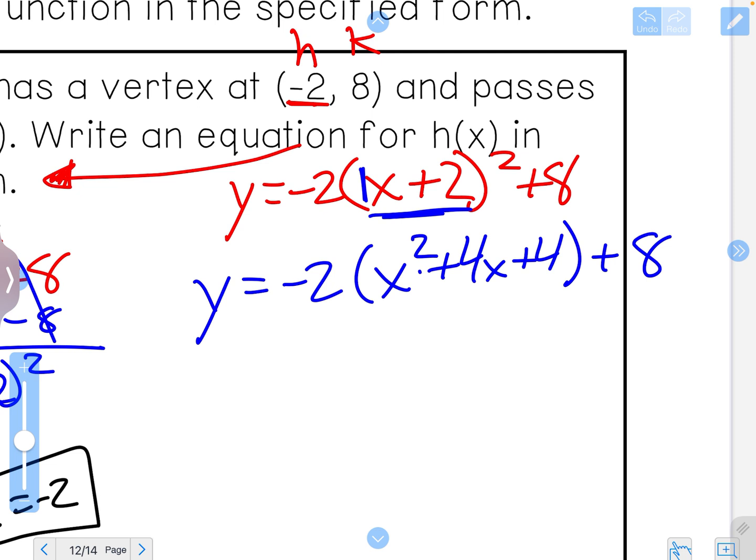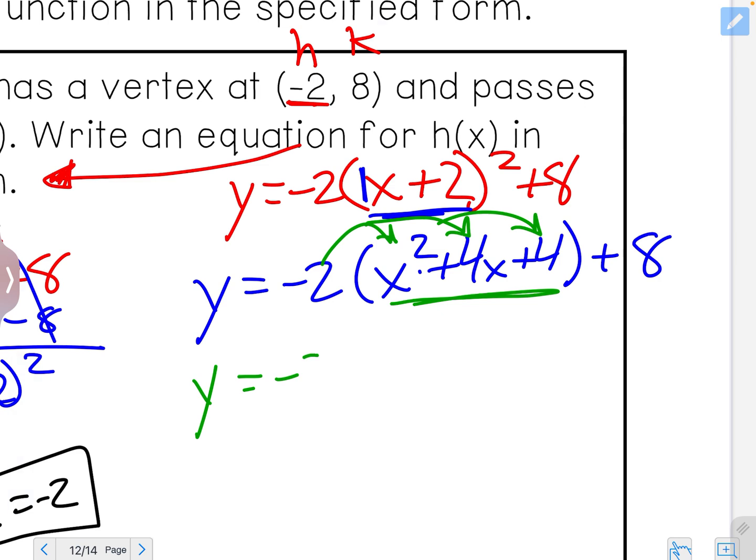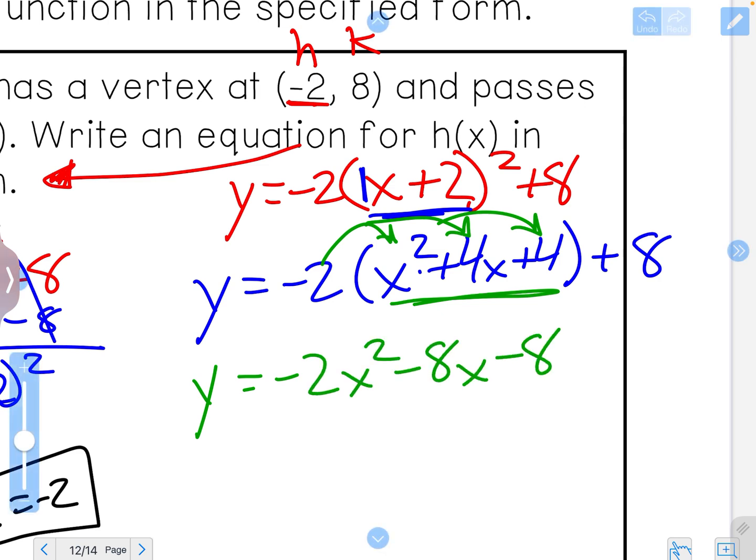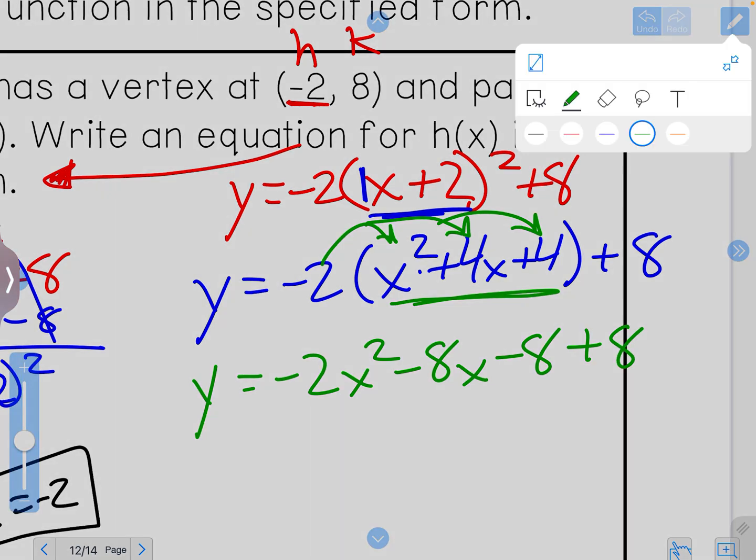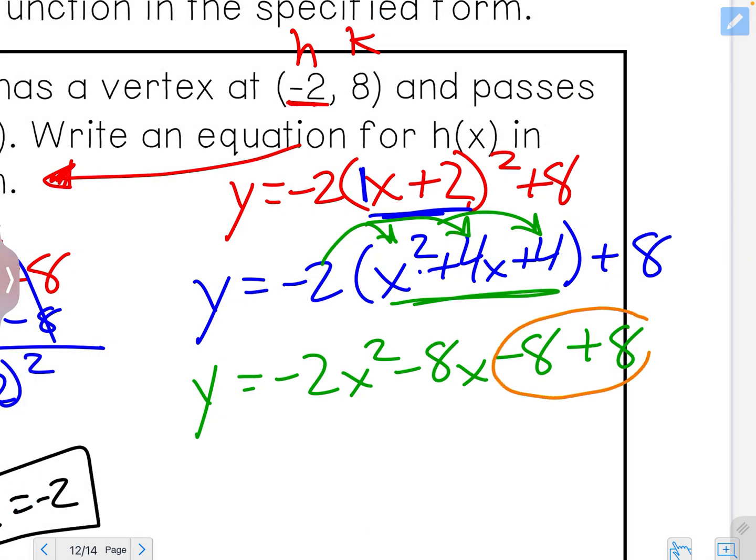So here, order of operations matters, which is why I always want to leave that trinomial inside the parentheses, because I need to multiply next. And so once I distribute, we get -2x squared minus 8x minus 8 plus 8. And our last step is to combine our like terms. Those are going to cancel. So I'm left with y equals -2x squared minus 8x.